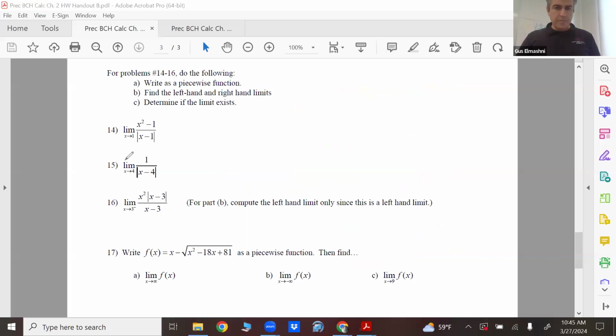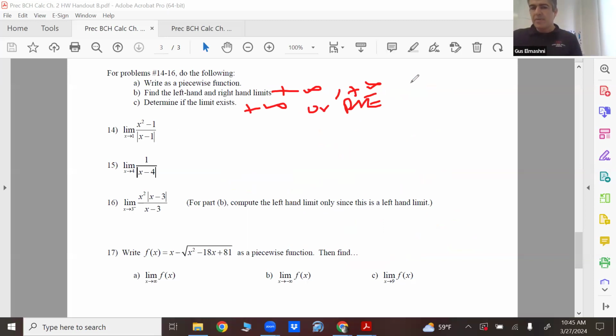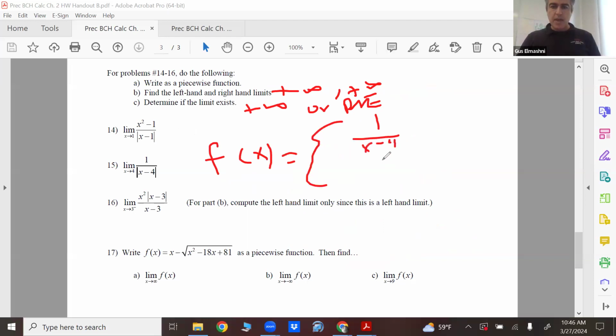For 15, I got positive infinity for both left and right hand limits. So you can say positive infinity for that or DNE, because it's not really a number. If you said DNE, it's fine. But if you said positive infinity, that's also true. The piecewise function would look like this: 1 over x minus 4 and 1 over 4 minus x. X is greater than 4. X is less than 4. So there we go.